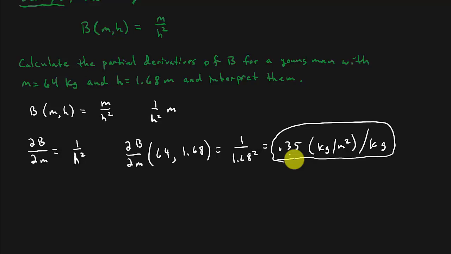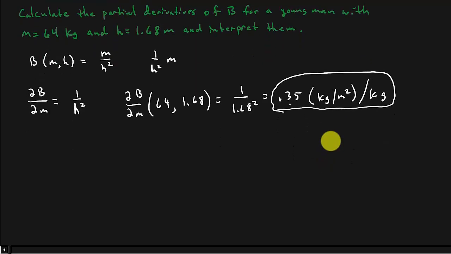So if his weight increases by a small amount, let's just say 1 kilogram, and his height stays the same, then his BMI will increase by about 0.35. Okay? And then if we take the partial of B with respect to H, let's look at this.